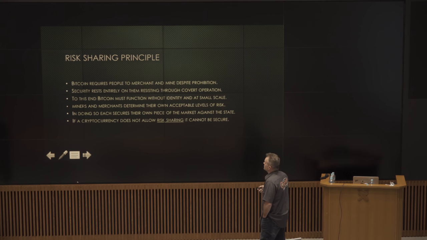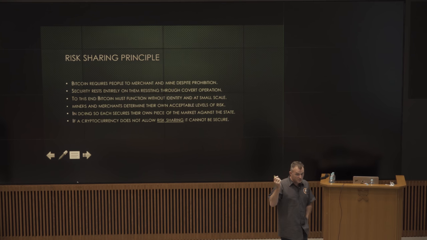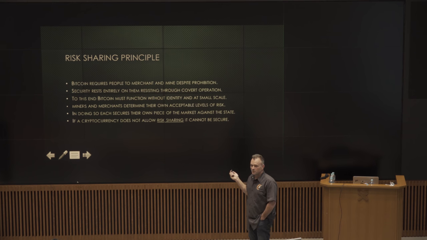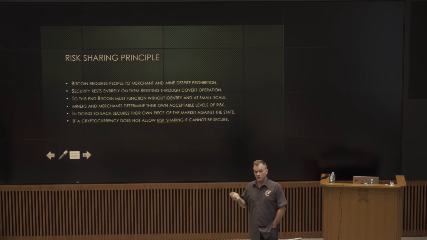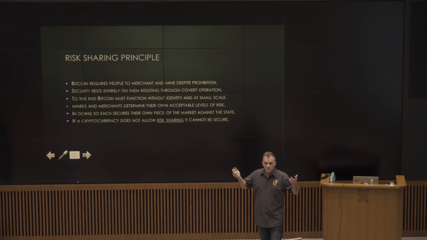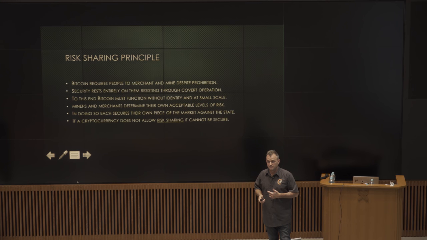So security rests entirely on them resisting through covert operation. This is a very important principle when it comes to the technology. If you're resisting the state and you're not hiding, what are you? You're lucky or you're in jail. Or you can break out the pitchforks and fight out in the open. But basically, Bitcoin assumes that people will violate the prohibition and do it covertly. Well, how do they do it covertly? What if it requires massive machinery and all this stuff, right? This is where we start talking about decentralization. This is why decentralization matters, because you can't hide if you're running a major operation, right?